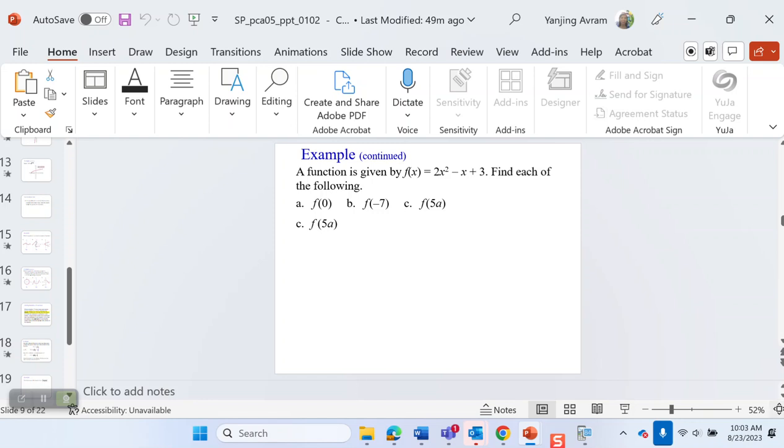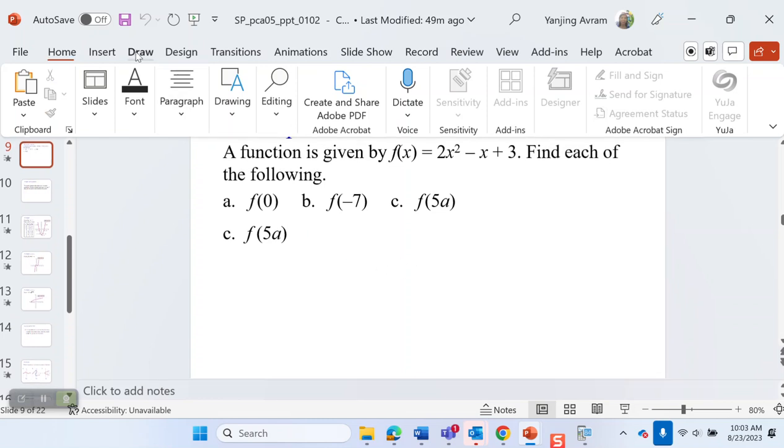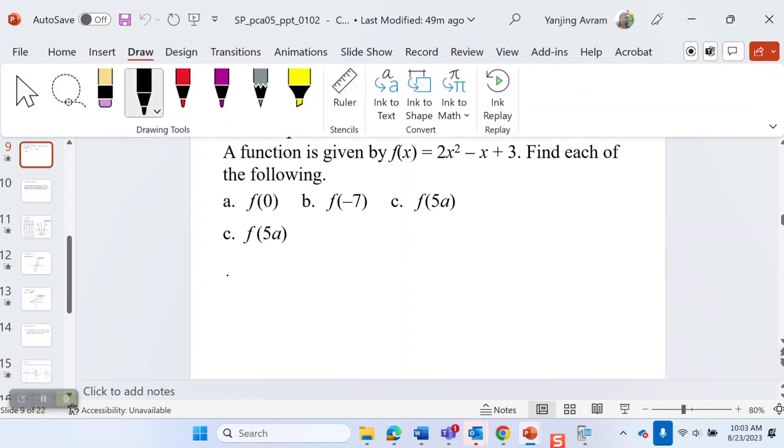So what do I do here? We will replace x with 5a in here. So we're going to have this equal to 2 times 5a squared, minus 5a, and then plus 3. All right, so that's how you do that.